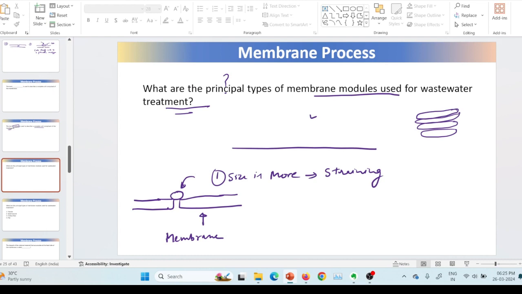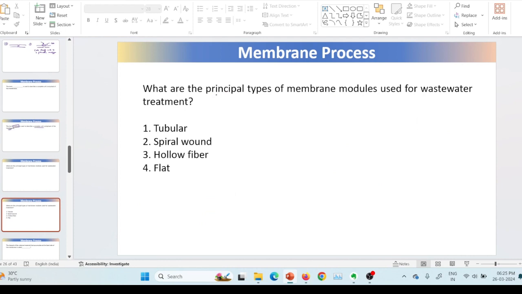What are the principal types of membrane modules used in wastewater treatment? The principal types of membrane modules are tubular, which is kind of a tube; spiral wound, where a sheet is taken and spiral wound; hollow fiber, which is hollow; and last one is flat, where a flat sheet is taken and water is passed through that sheet.